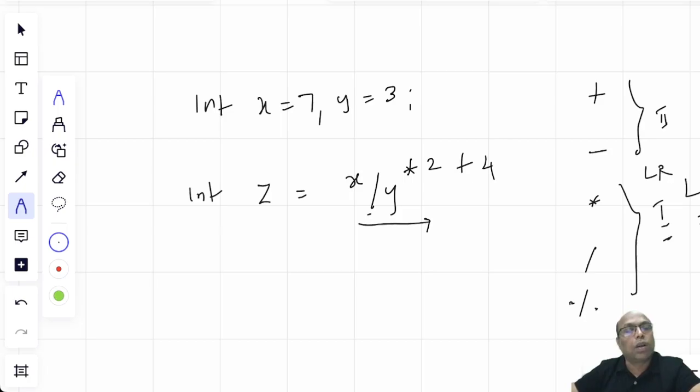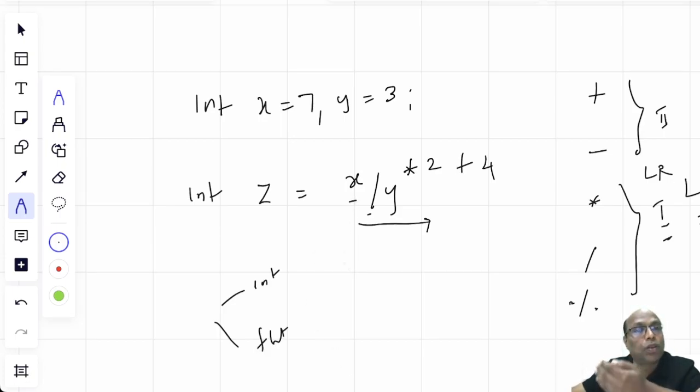Now, how does the computer solve this expression? When it does x by y, first it takes the x value into a register, and the y value into a register. We have two types of register we are going to see. One is integer registers, the other one is float registers. Now x is of type integer, therefore it's going to copy the x value into a register of type integer.